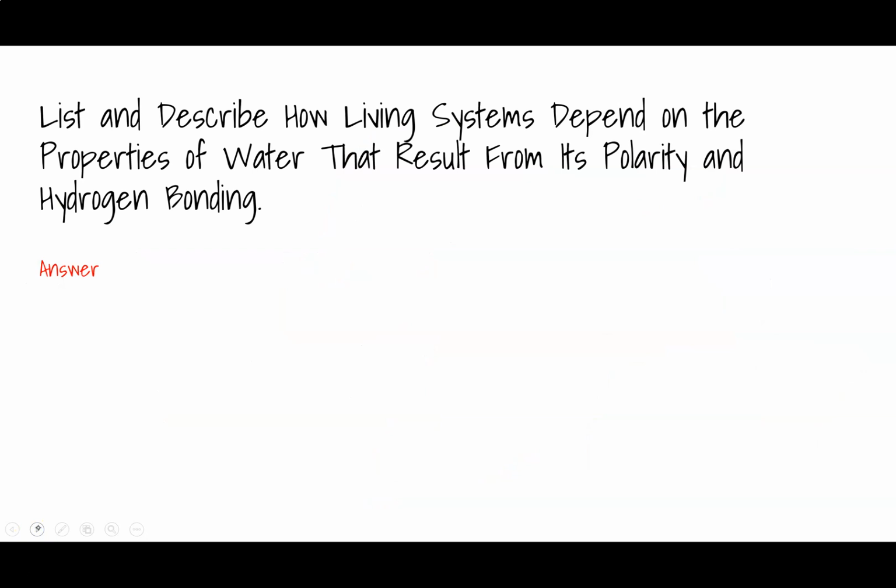All right, so listen, describe how living systems depend on the properties of water that result from its polarity. Once again, if you said something along the lines of cohesion, that's how water molecules stick to each other, which is going to ultimately help lead to something called surface tension. If you said something along the lines of that, I'm happy.